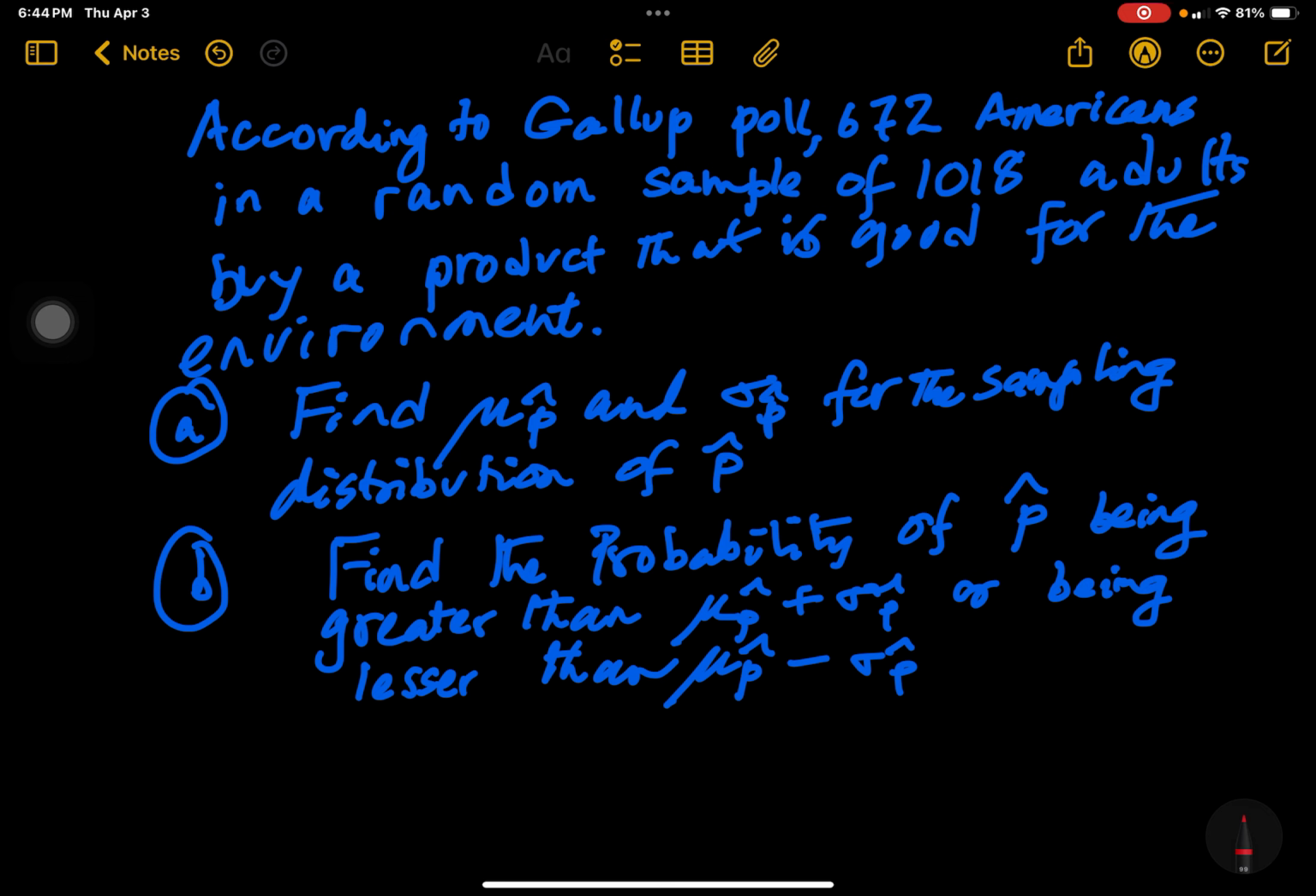Today we are going to work on a sampling distribution of p hat, which is the probability distribution of p hat being the sample proportion. So let me clarify this sample proportion. And this is read as p hat.